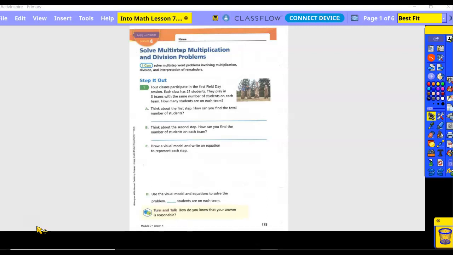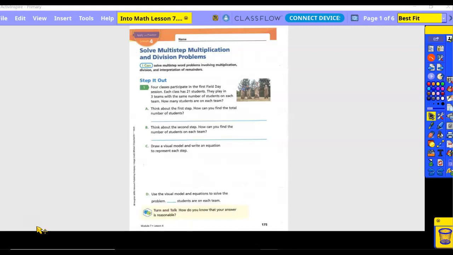Step it out. Number 1. 4 classes participate in the first field day session. Each class has 21 students. They play in 3 teams with the same number of students on each team. How many students are on each team? Letter A. Think about the first step. How can you find the total number of students?